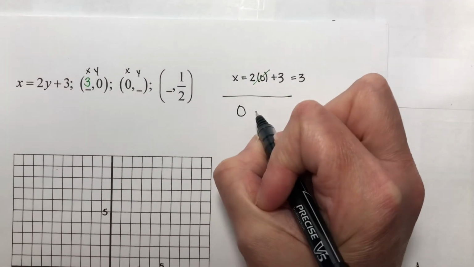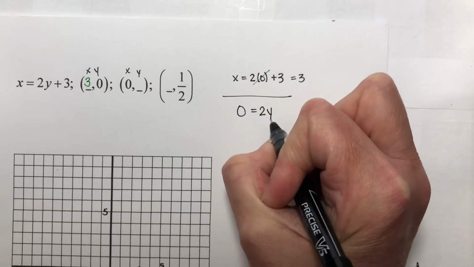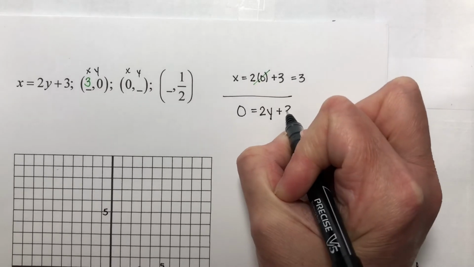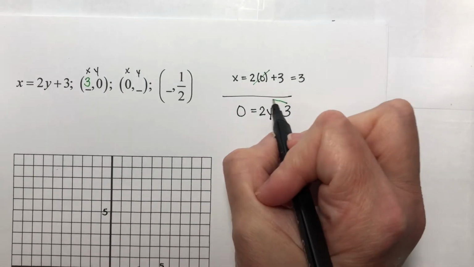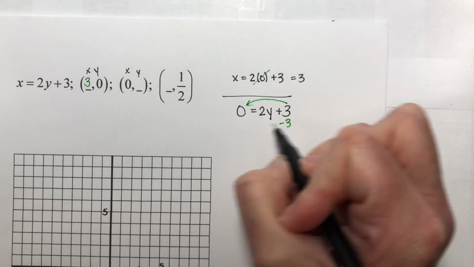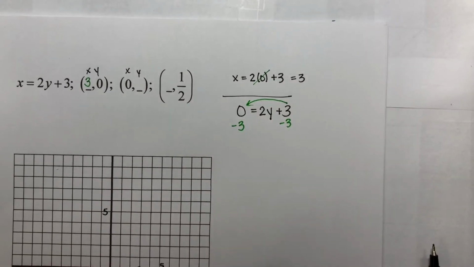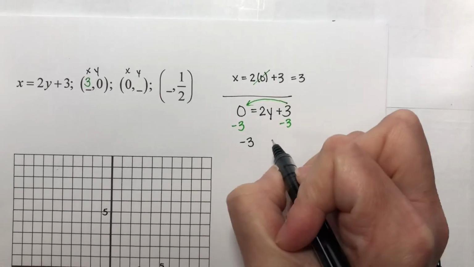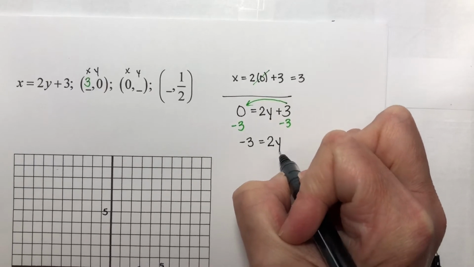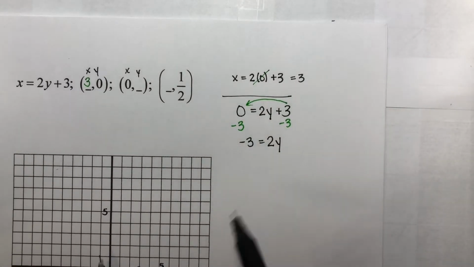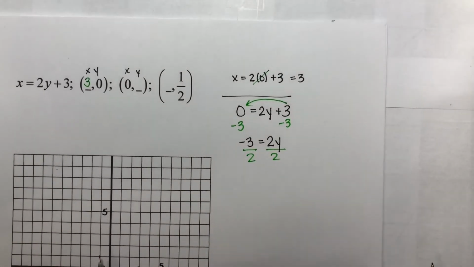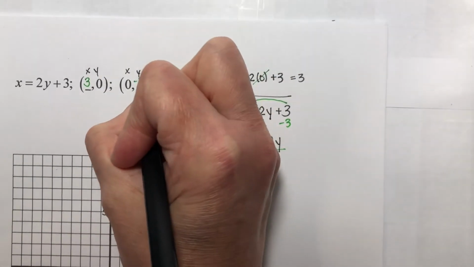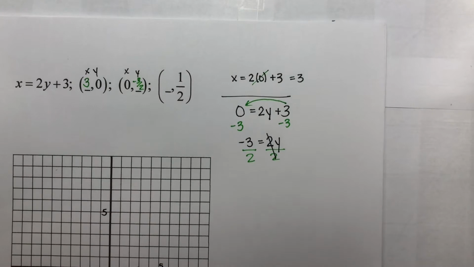If x is 0, then I have 2y plus 3. I need to solve this, so I need to subtract 3 from both sides. And I get negative 3 is equal to 2y. Divide both sides by 2. And I get negative 3 halves. And I could put negative 3 halves right here and it would be perfectly okay.